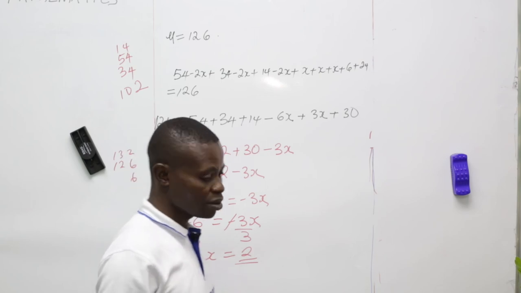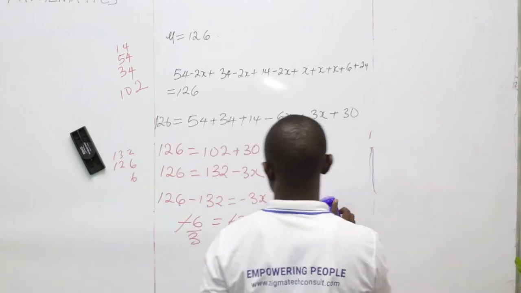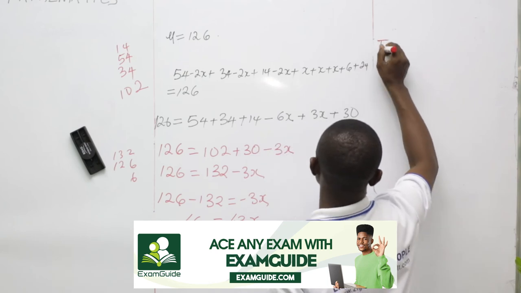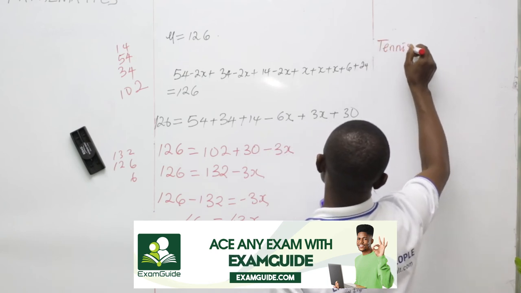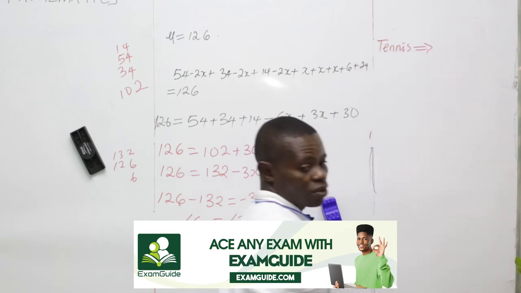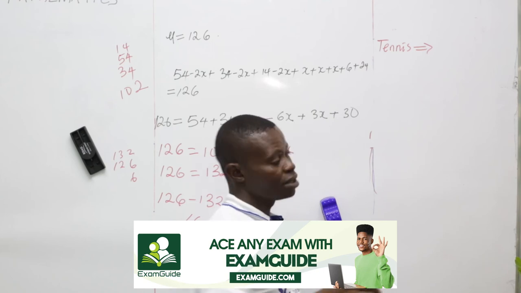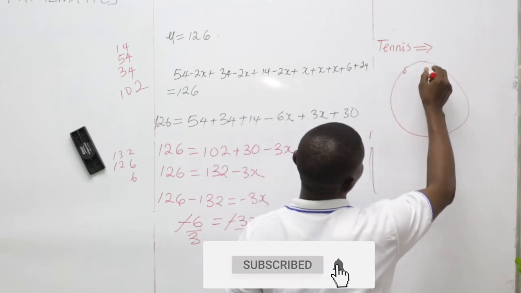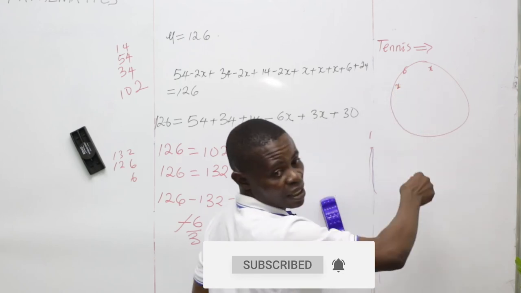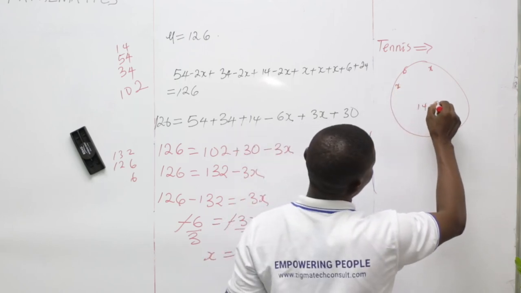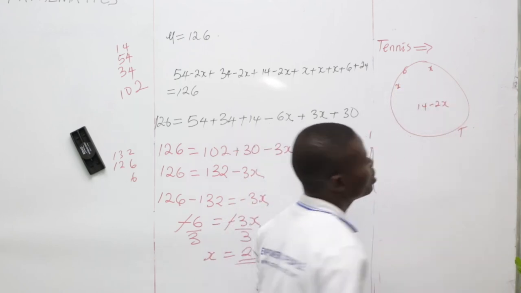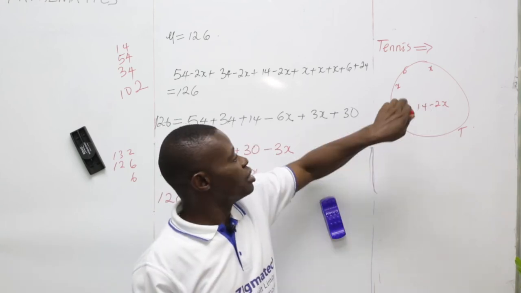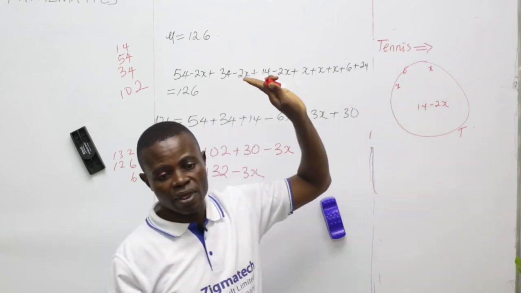Only tennis ball. Now, the number of students that like playing tennis ball alone, tennis implies, what's the circle for tennis? Look at this. We have 6, we have s, we have s, then the center we have 14 minus 2s, and tennis itself. Now, tennis alone, tennis ball alone means just the center. You don't have business with this.